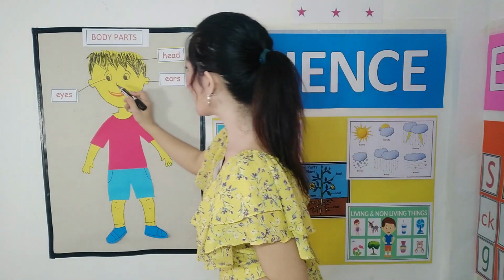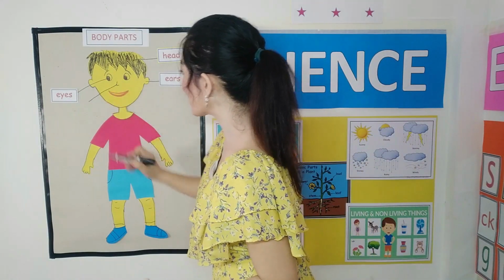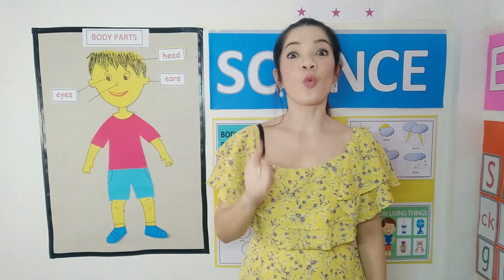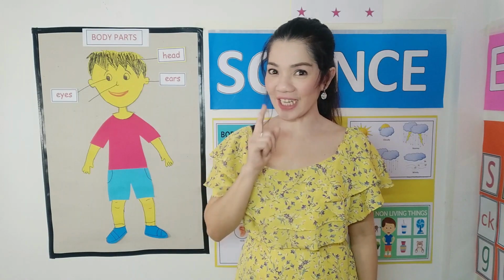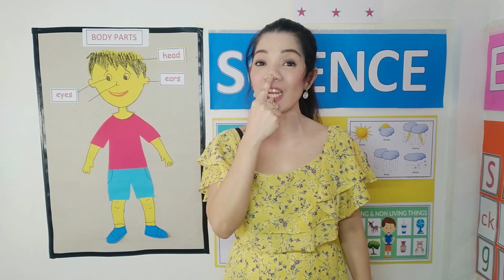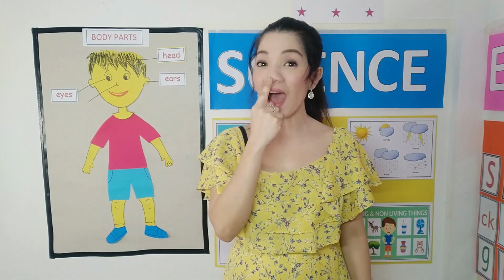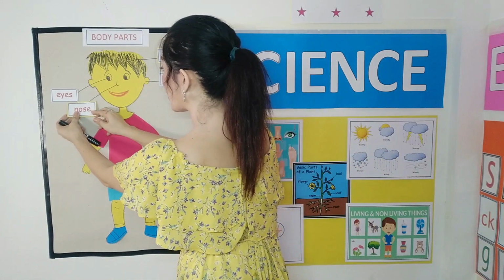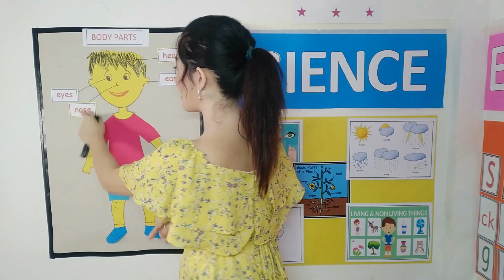Next, what about this part of the body? The part of the body that we use to smell. What is that? I can hear you right. That's the nose. Touch your nose. Nose. Say, this is my nose. This is my nose. Very good. Now we are going to put the name, the word nose here.